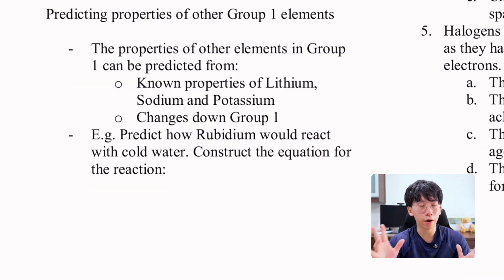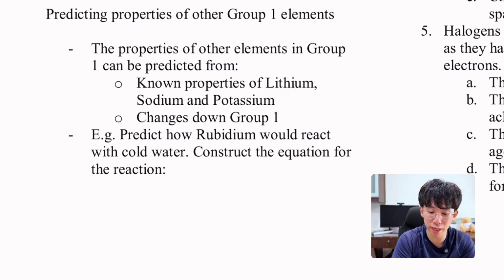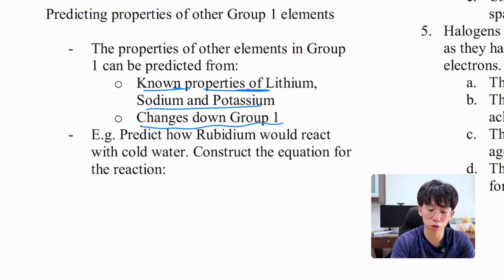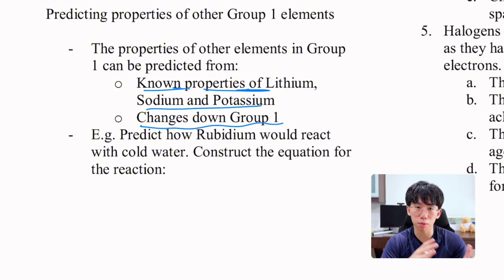So it's very common for a question that's testing on periodic trends to ask you to predict the properties of other group 1 elements based off whatever information they give you. And you should be able to answer these questions based on whatever we just ran through. You can predict the properties of these other elements from the known properties of lithium, sodium, and potassium. If you know it's in group 1, they should share a lot of similar properties. And you should also know some of its properties based off the changes that we just ran through as you go down group 1.